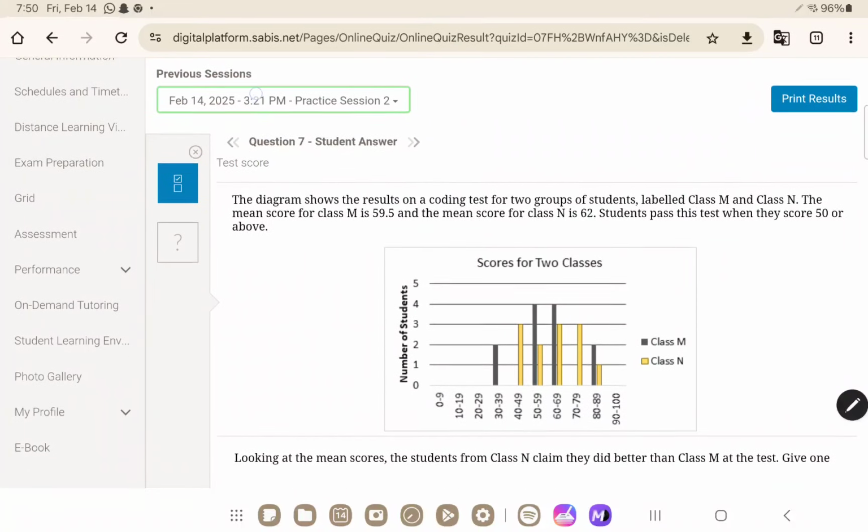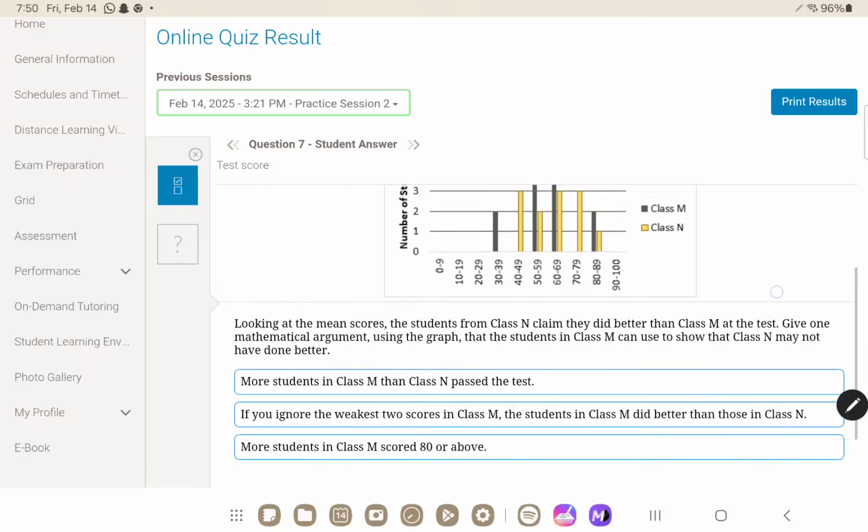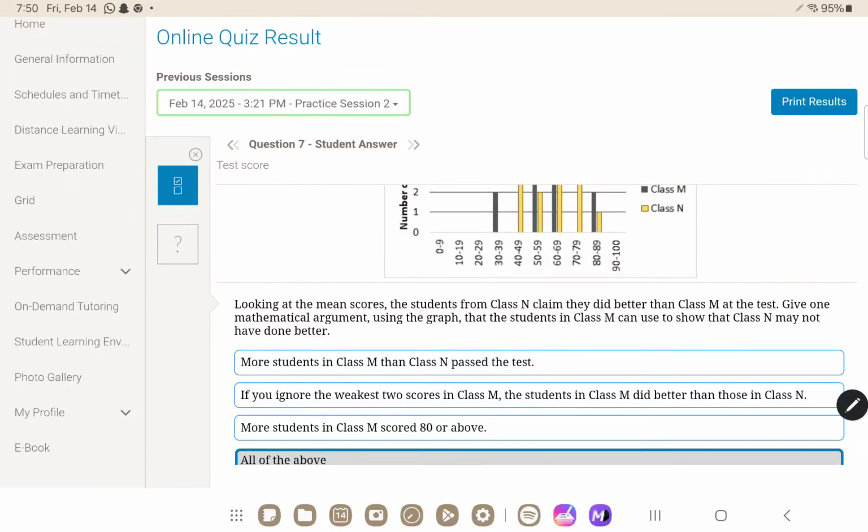Okay. The diagram shows the results of a coding test for two groups of students labeled class M and class N. The mean score for class M is 59.5, and the mean score for class N is 62. Students pass this test when they score 50 or above. Now, looking at the mean scores, students from class N claimed that they did better than class M at the test. Why did they not? That's practically what the question is saying.